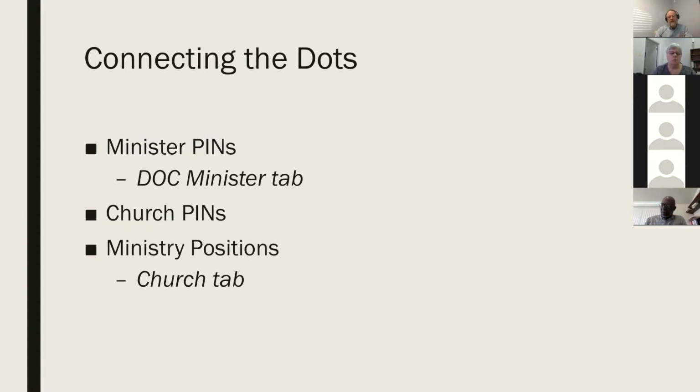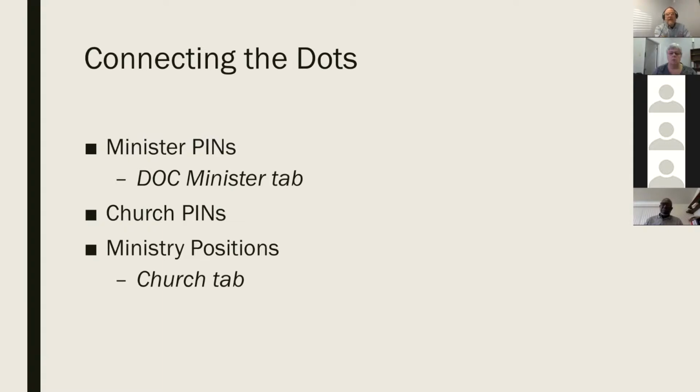Churches also have PINs, and this is the 6-digit number. It's the same PIN that identifies a church to the yearbook, that identifies a church to Treasury Services, and we use that so that when we say a minister has a position at a certain church, we key that off of that church PIN so that when we communicate that information up to the general database, we're able to match that up.